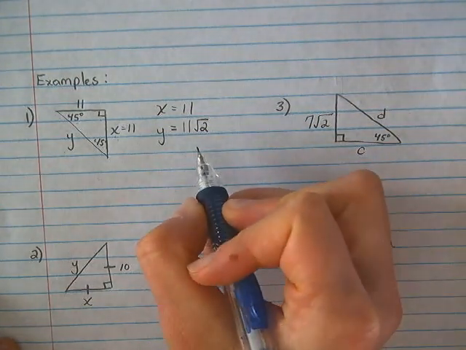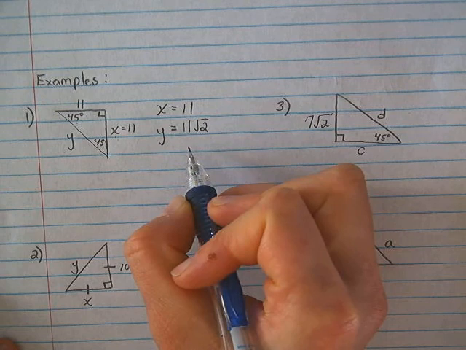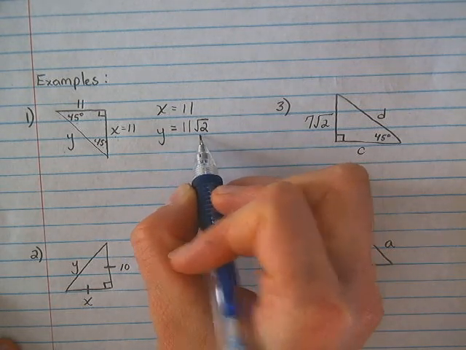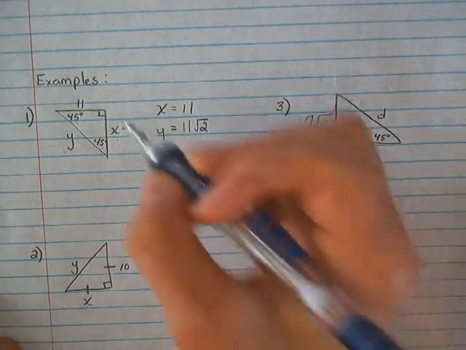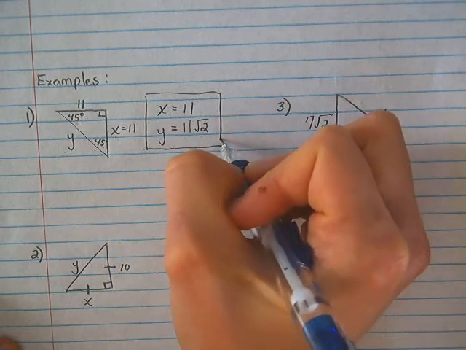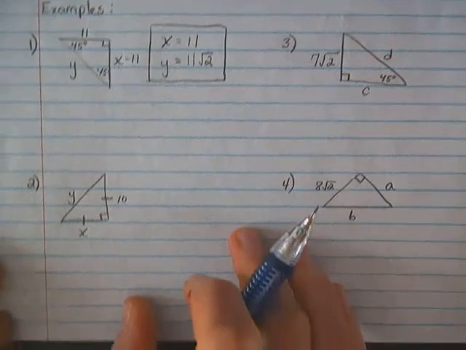Now for your answers, you're going to leave it in simplest radical form. If you type this in or try to simplify this anymore, you're going to end up getting a decimal, and so that's where you will stop. So there is the length of x and y. Okay, let's do another one.